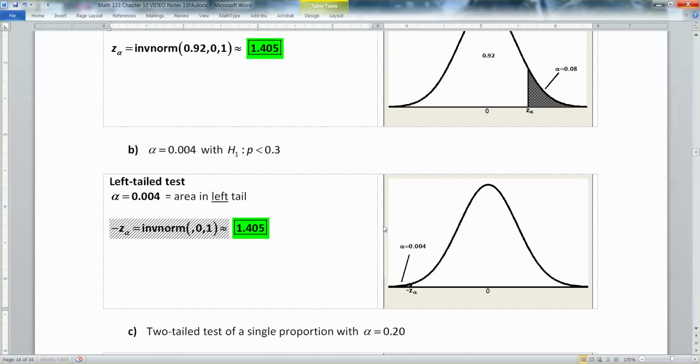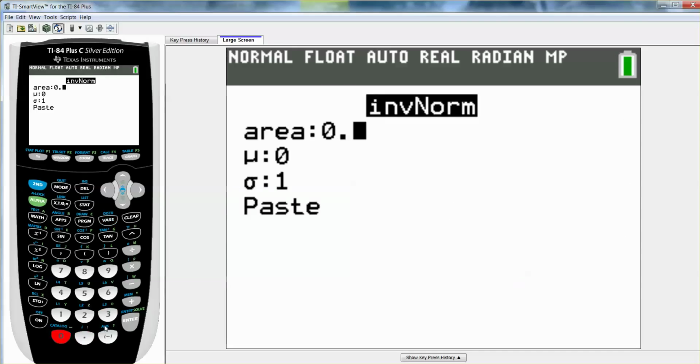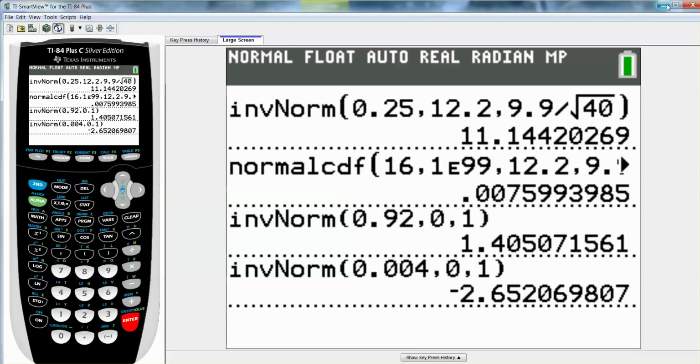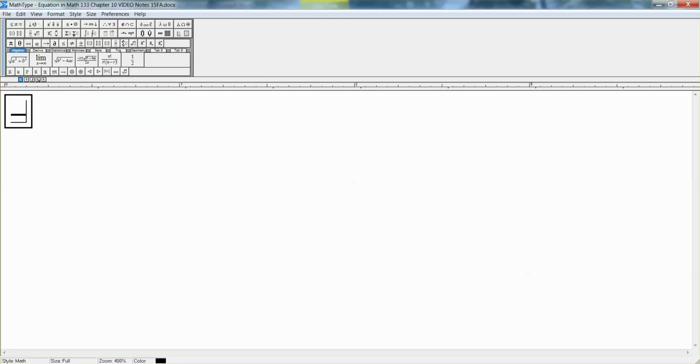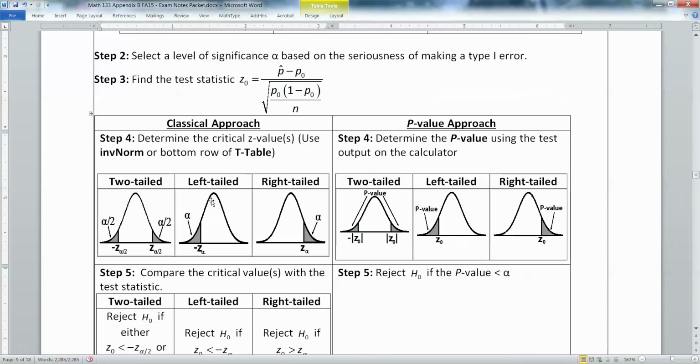All right, so let me grab the calculator. Inverse norm, number 3, 0.004. Go down to paste and press enter. Enter. And I get negative 2.652. And that's our answer right there. And of course, make sure that you have this labeled appropriately. Left tail shaded just a little bit, because 0.004 is not very much. It's very tiny. And that marker right there is where the negative Z alpha is, and you have to label it just like they do on this when you get it corrected, when you swap those two graphs.